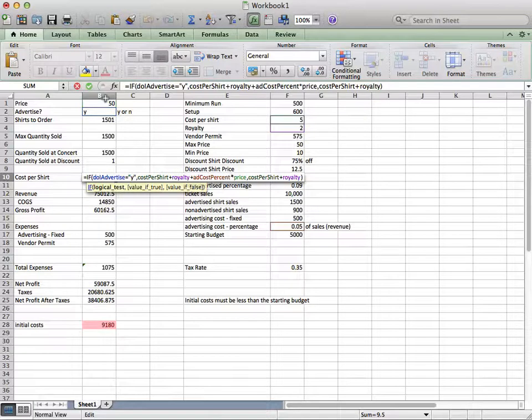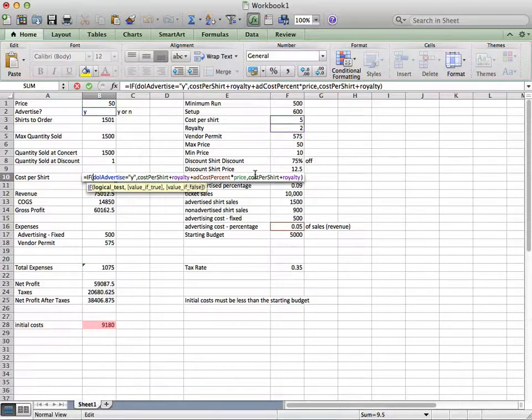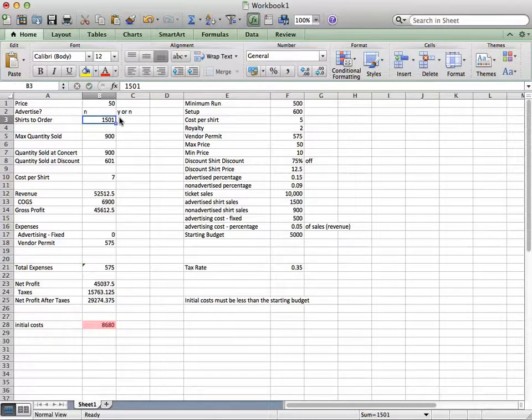So at a $50 price, that extra 5% is $2.50 per shirt that the venue gets, plus the $2 per royalty, plus the $5 for the shirt, which gives me $9.50. If, however, I don't advertise, then it's just the cost of the shirt plus the royalty, or $7.